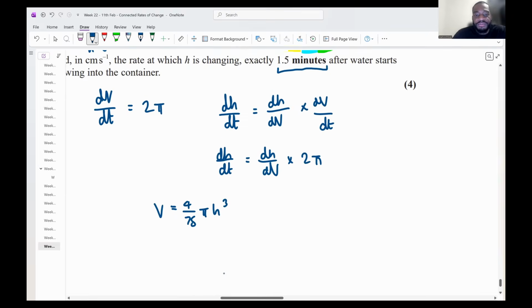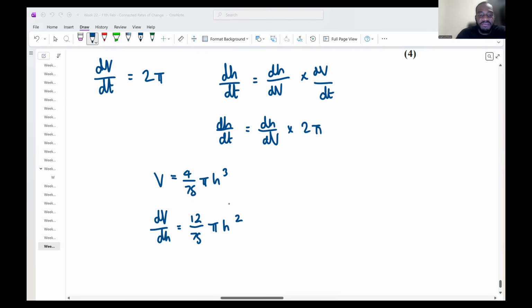Now, dV/dh, if I was to differentiate that, dV/dh will equal, if I bring that 3 to the front, that will join with that 4 on the top. It will be 12 over 75 pi h squared. Do you guys agree? Yeah. And then what I can do is actually divide that, can't I? If I divide top and bottom by 3, 12 divided by 3 is 4, 75 divided by 3 is 25. This is 4/25 pi h squared. This is dV/dh.